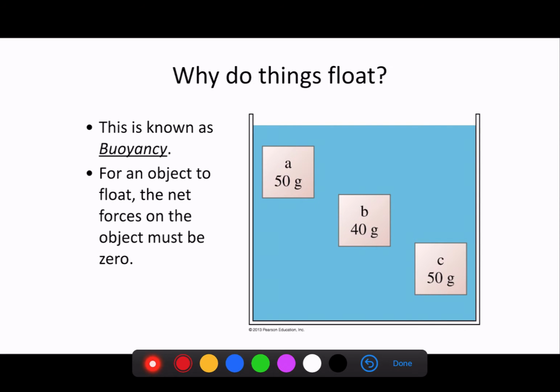In our last video, we're going to go through and ask ourselves, why do things float? The concept of floating is known as buoyancy. For an object to float, the net forces on that object must be zero. So in order to go through and examine which of these blocks, A, B, or C, would be floating, or whether they would rise or sink, we need to learn a little bit more about the buoyant force.